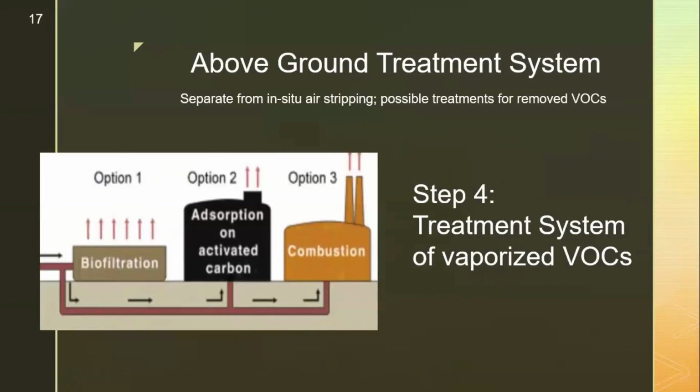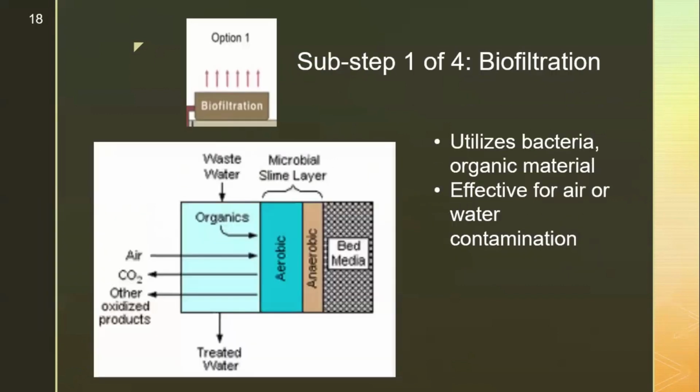The above-ground treatment system is not part of the in-situ air stripping process. However, it is still important to understand a few of the possibilities that can be utilized to treat the trapped VOCs. The three options listed here are biofiltration, adsorption with activated carbon, and catalytic combustion. The treatment system is considered step 4 in this instance.